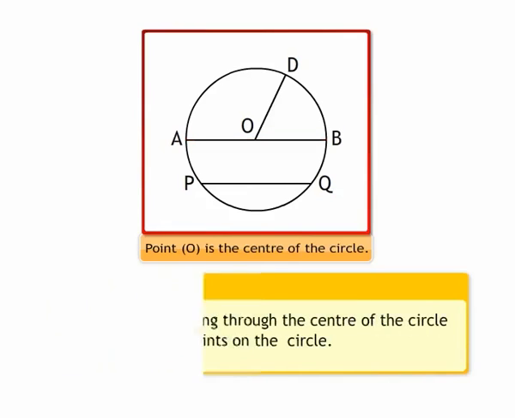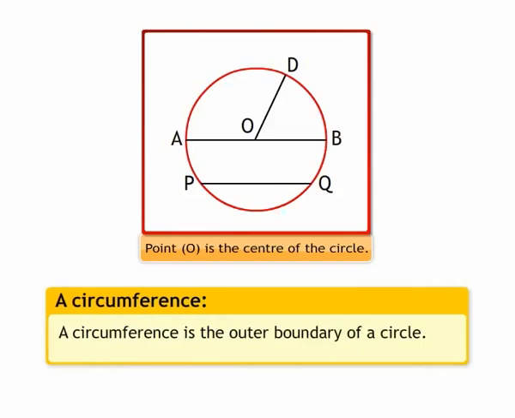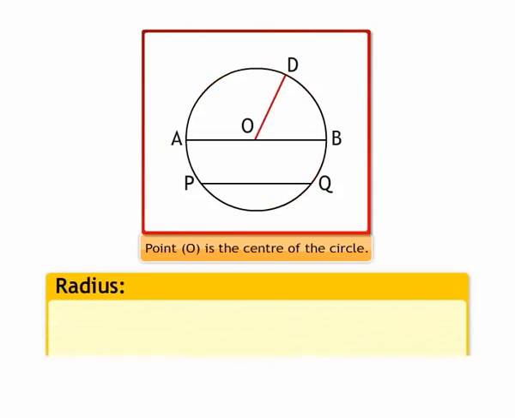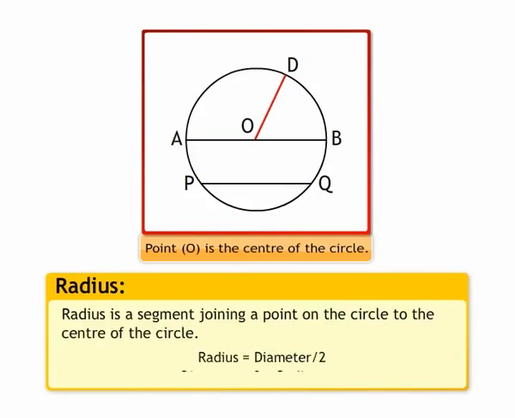A circumference is the outer boundary of a circle. Segment OD is the radius of the circle. It is a segment joining a point on the circle to the center of the circle. It is half the length of the diameter, that is, radius is equal to diameter upon 2. It means diameter is twice the length of radius, that is, diameter is equal to 2 multiplied by radius.